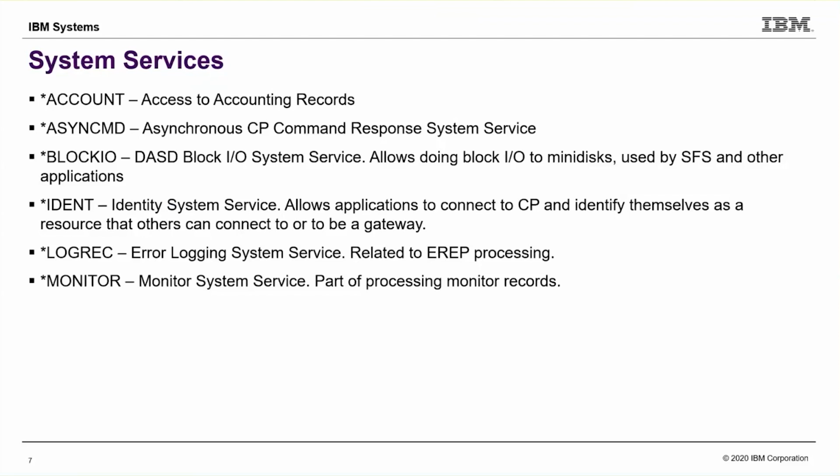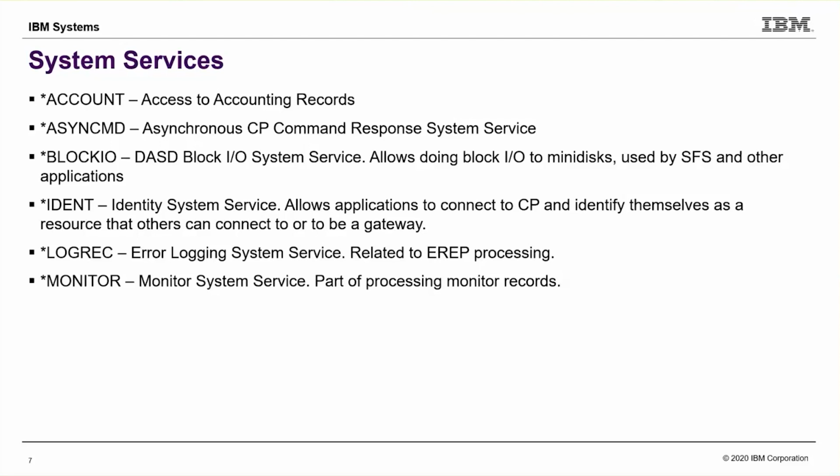Star Ident is sort of one of those one-off system services. This is a case where we want to identify a resource to the system, and we're going to use Star Ident to tell CP, hey, I'm a resource here, or in some cases a gateway to other resources. And so we'll see later on, not this week, but in some future weeks, things like how Performance Toolkit identifies itself as a resource and therefore allows people to connect to it through that.